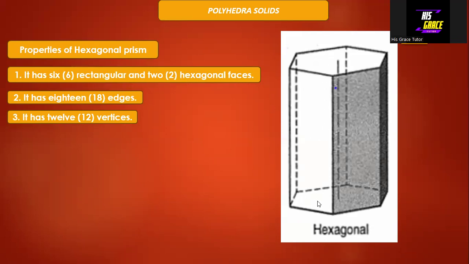Those are the cross-sections. Then it has 18 edges. So 6 up here, 6 edges around here, and 6 edges down here, making it 18 edges. Then it has 12 vertices, 6 vertices up here and 6 vertices down here, making it 12. So these are the properties of a hexagonal prism.